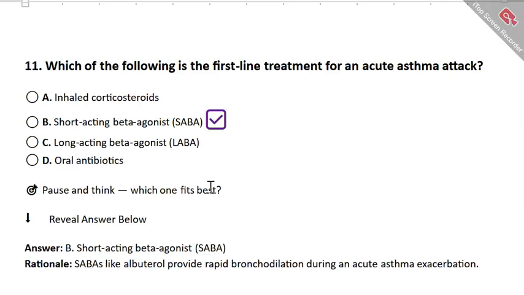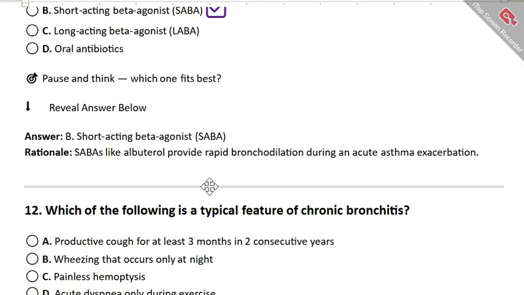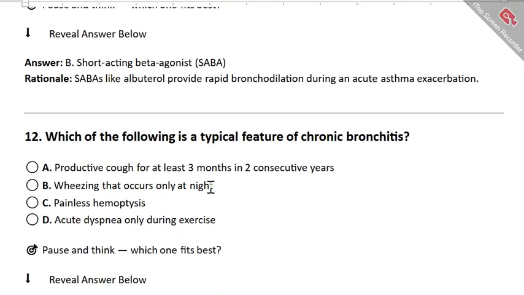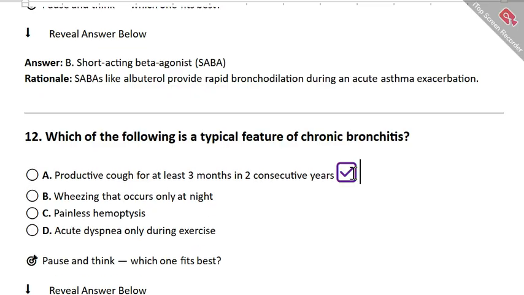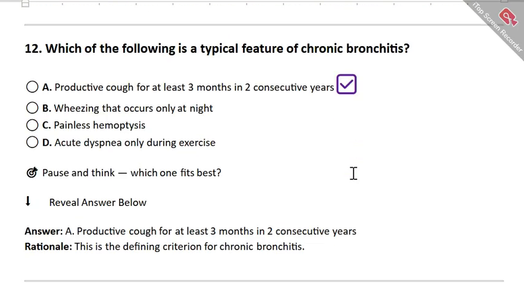Let's move to the next question. Which of the following is a typical feature of chronic bronchitis? Read the 4 options. Then I will give you the correct answer. In this scenario, the correct answer is option A, productive cough for at least 3 months in 2 consecutive years. Move to the next question.